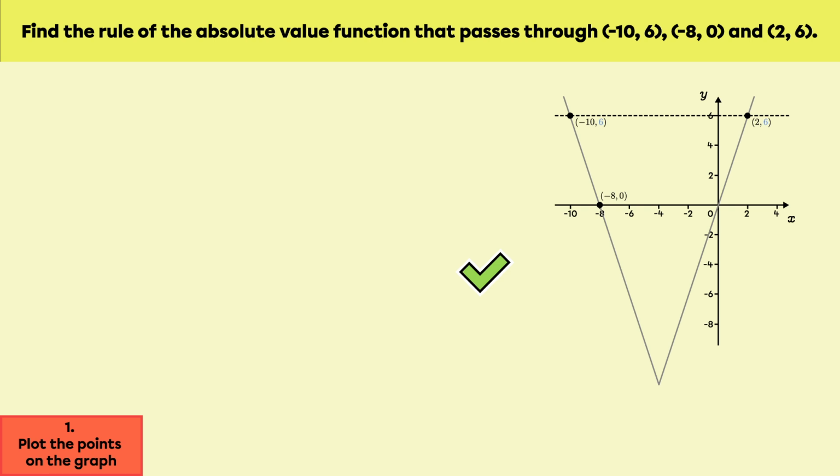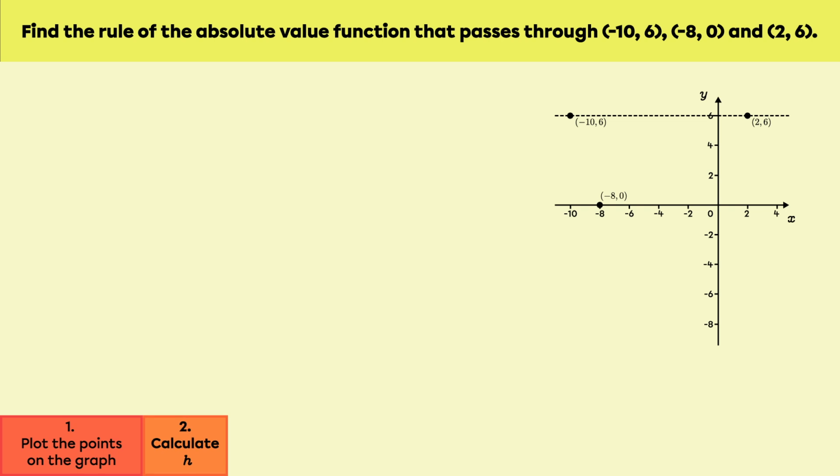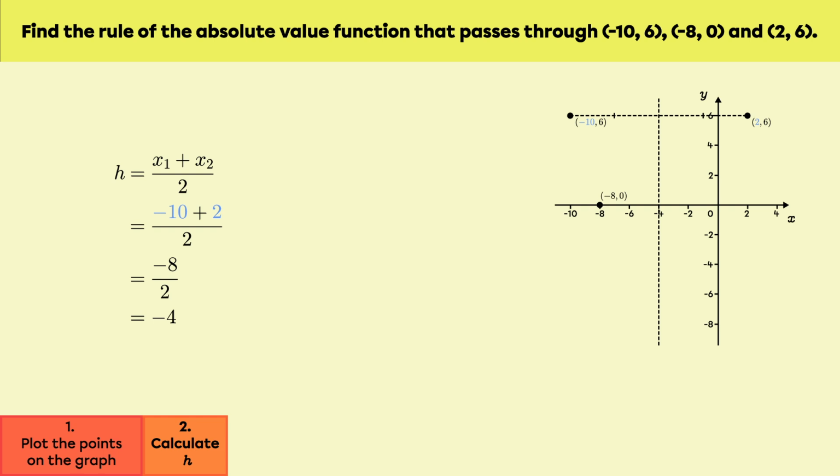Once you've made these observations, you can move on to step 2, which is to calculate the value of parameter h. Since the two branches of an absolute value function are symmetrical, it means that points (-10, 6) and (2, 6) are equidistant from the axis of symmetry. You can therefore calculate the x-coordinate of the vertex by averaging the x values of these 2 points. In other words, h equals (x1 plus x2) divided by 2. So h equals (-10 plus 2) over 2, giving -8 over 2, which is -4. Now you know that the vertex is on the vertical axis that passes through x equals -4.